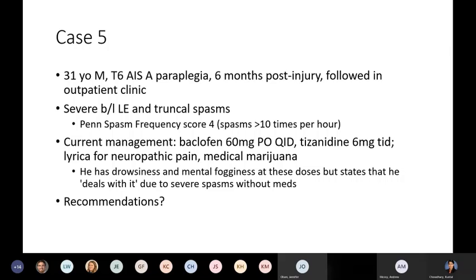Currently, he's on baclofen 60 milligrams PO QID, tizanidine 6 milligrams TID. He's also on max dose Lyrica for neuropathic pain, and he also uses medical marijuana. He states that he does have drowsiness and mental fogginess at these doses in combination of medications, but that he deals with that because of the severity of his spasms with medications and even worse without medications. So what would you consider for this patient?